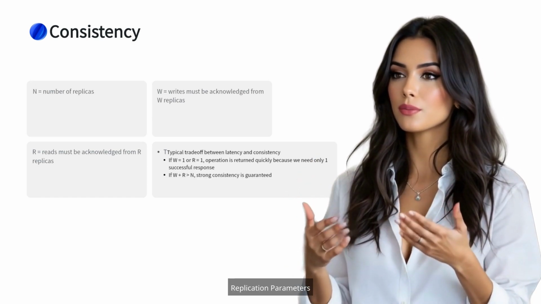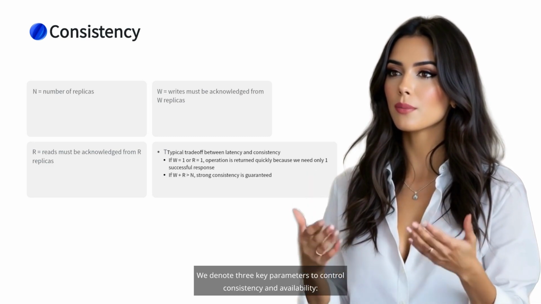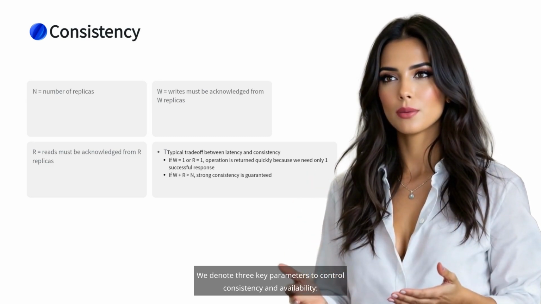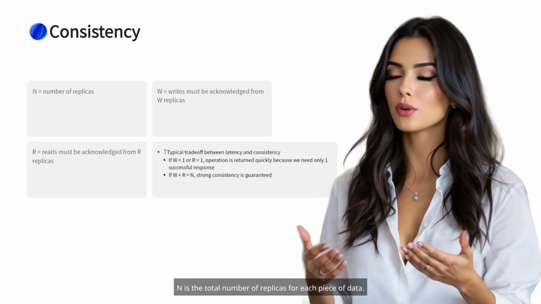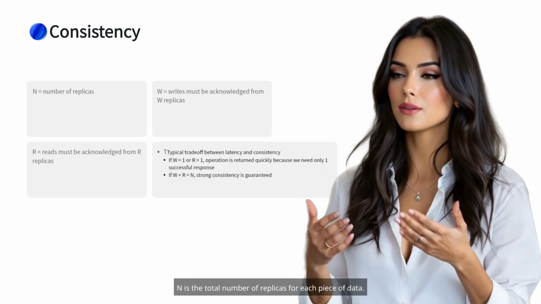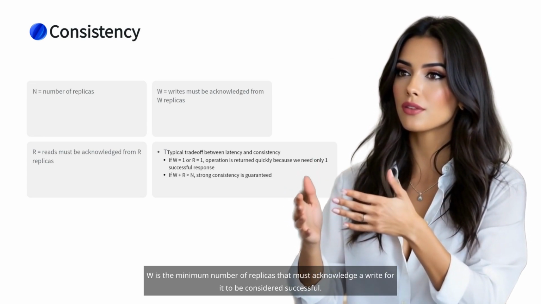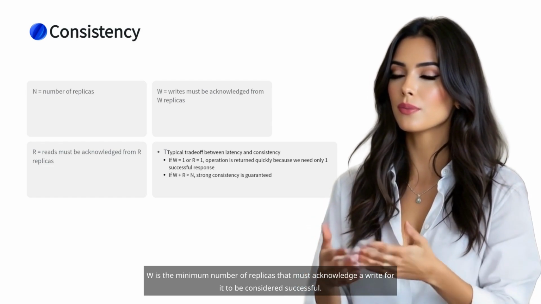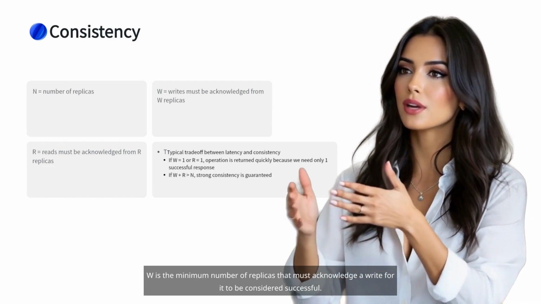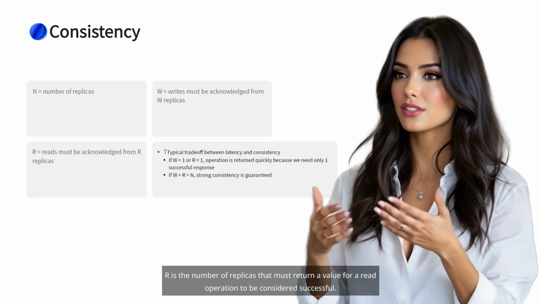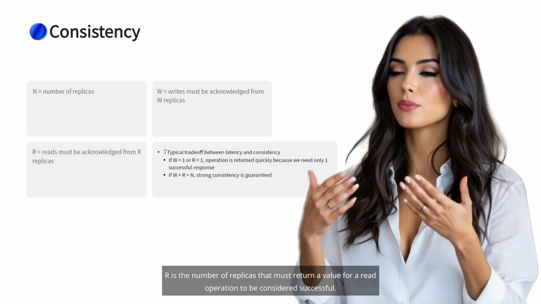Replication parameters. We denote three key parameters to control consistency and availability. N is the total number of replicas for each piece of data. W is the minimum number of replicas that must acknowledge a write for it to be considered successful. R is the number of replicas that must return a value for a read operation to be considered successful.